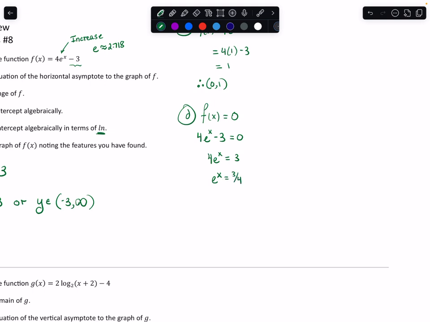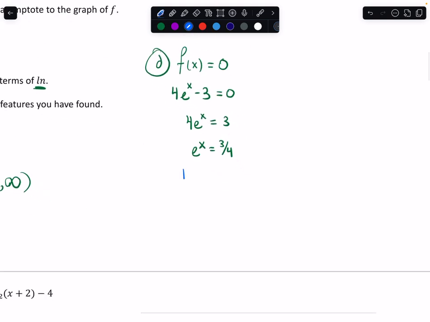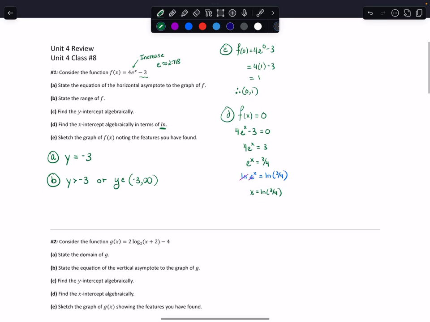And right, if I want to isolate the x, which is stuck in the exponent, I would have to log both sides. So I'd have ln of e to the x equals ln of 3/4. And the inverse nature of e to the and natural log, which is base e, undo each other. And so we are left with that x is natural log of 3/4. And the last part of this question here is to draw your sketch.